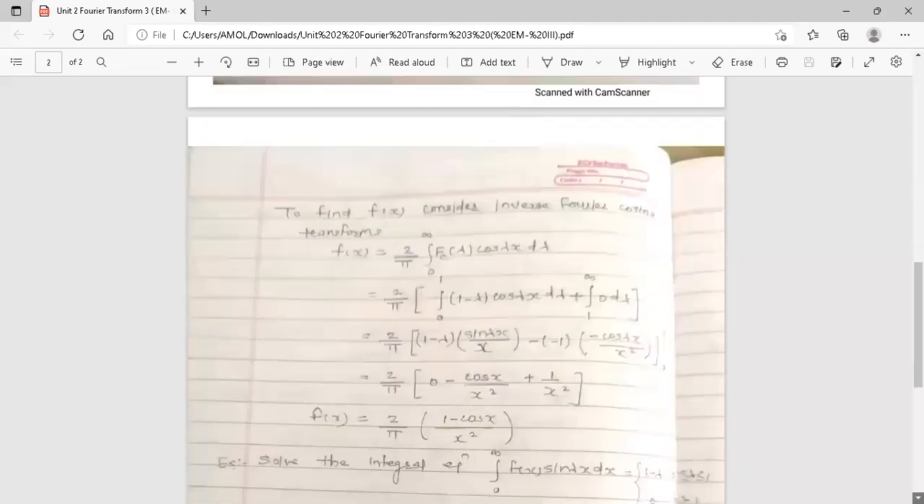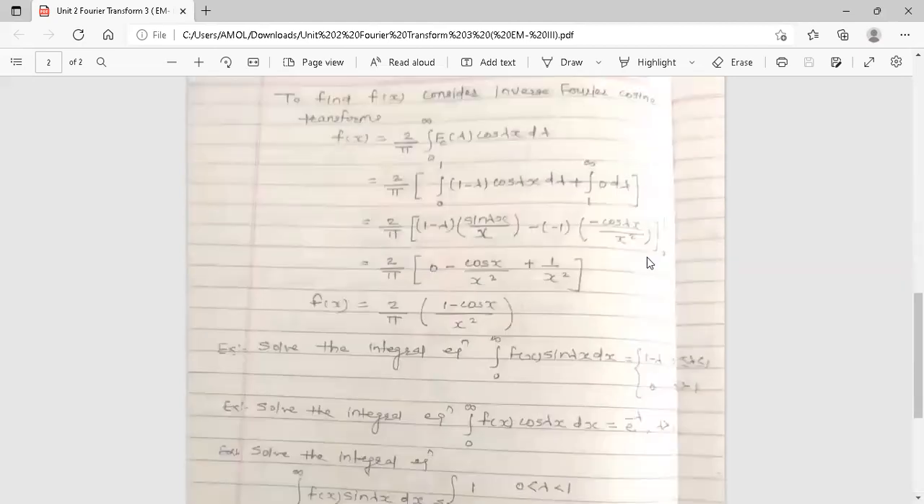Now solve this integration. 2 upon pi as it is, the first integration of 0 to 1, 1 minus lambda into cos lambda x d lambda. Now there is a product of two functions. One of them is linear term 1 minus lambda, and second one is cos function, cos lambda x. Integration is with respect to lambda. Lambda is variable, so use here u into v rule, because derivative of 1 minus lambda vanishes earlier as compared to derivative of cos function. So use here the general formula of u into v.